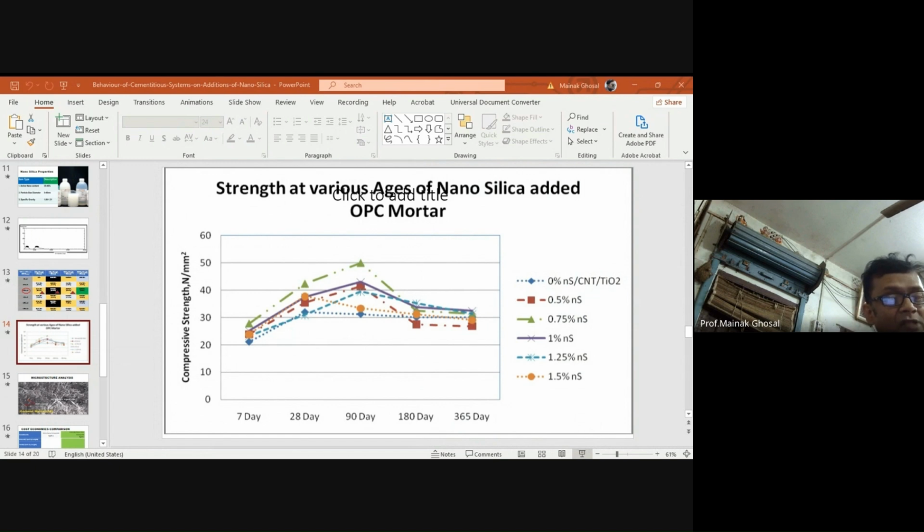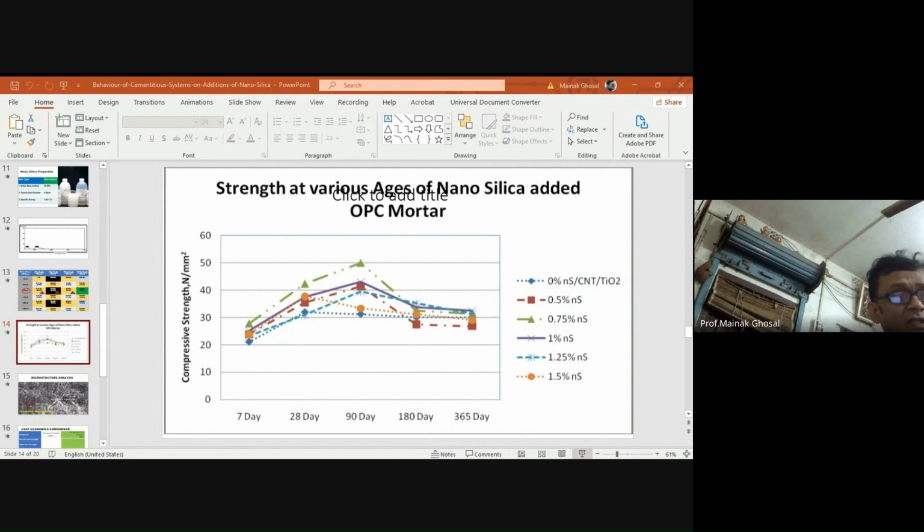Long-term performance change demonstrates sustained benefits. Sustained means why? Because I am getting much less cost and much greater strength. I am getting much valuable property benefits with lesser cost. That's why it is most sustainable. So nanosilica is a valuable additive in enhancing the behavior and performance of cemented systems.